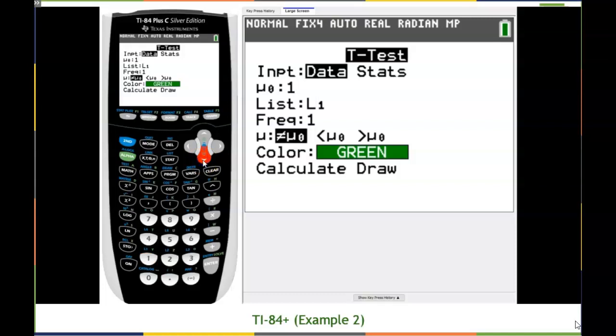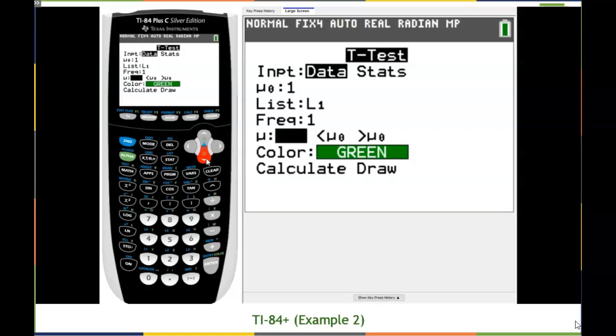My list where my data is, is L1, so I'm going to keep that the same. My frequency is just 1. I don't have a frequency table. If I did, I would put in something like L2 here. And then my mu is dependent on my H alternative. What is the symbol for our H alternative?